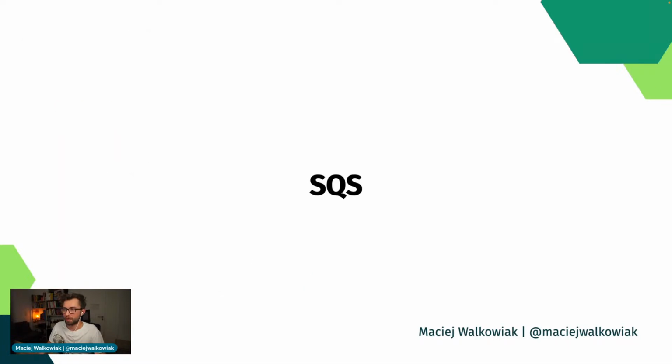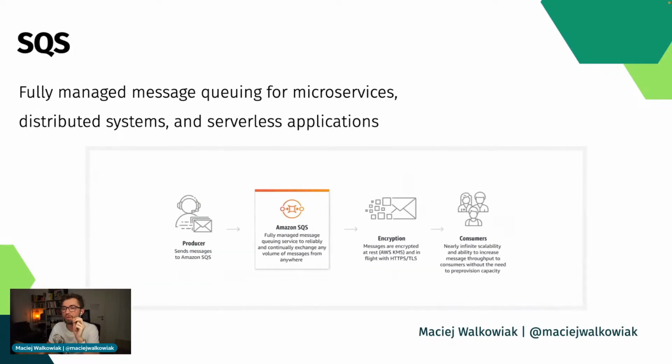And then we go to SQS. SQS is a fully managed message queuing service for microservices, distributed systems, and serverless applications. And it's, I think, the default messaging option when you are on AWS. And the integration with SQS is especially important because it's extremely difficult to use SQS without a good integration, just with a pure SDK.